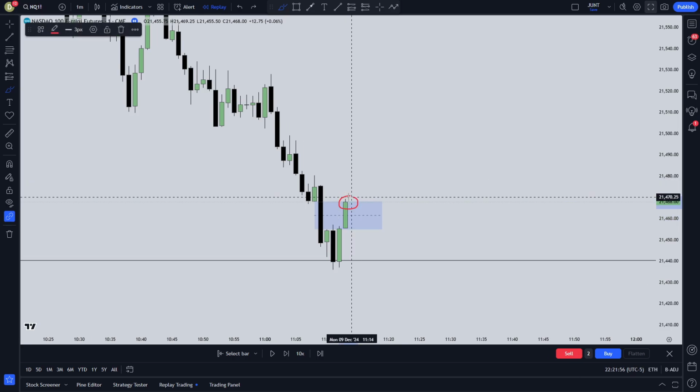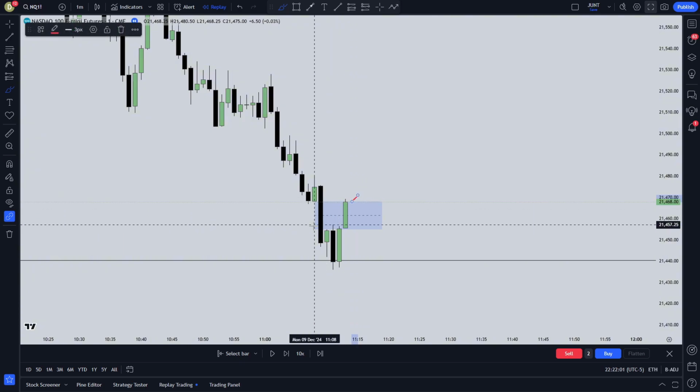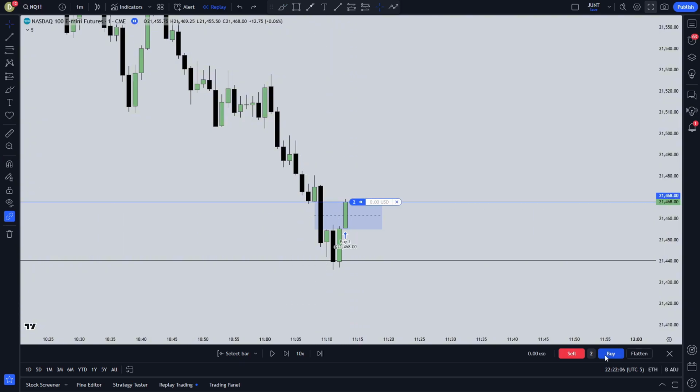As you guys can see right here, we close perfectly at the fair value gap, and we have a little extra wick up here that takes us slightly higher. This is perfect confirmation that I can enter a buy right here.